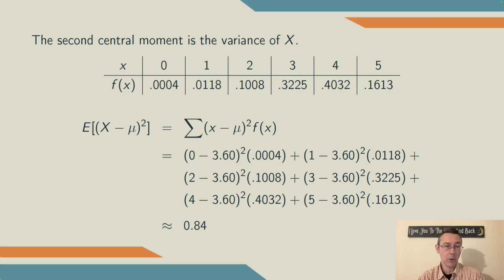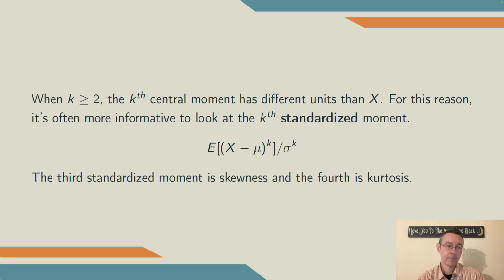The second central moment, or the variance, again, just computation. You take each of the individual x values, you subtract off the mean from each one, square, and then multiply by the probability, f of x. Add all those things up, you get the second central moment, the variance. It's about 0.84. The standard deviation would be the square root of that, by the way.